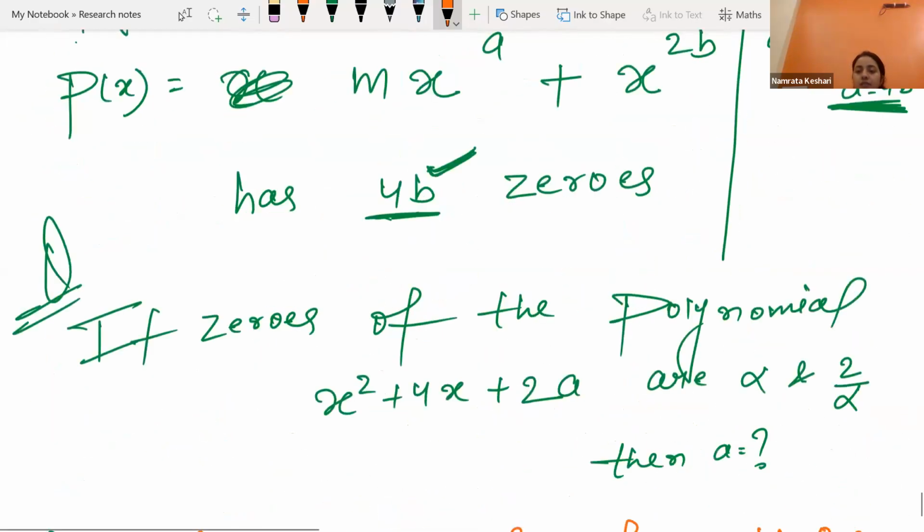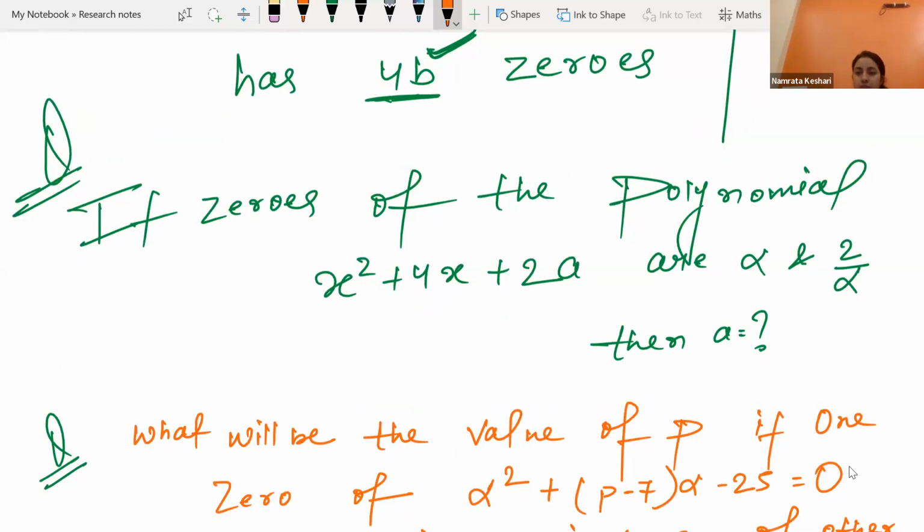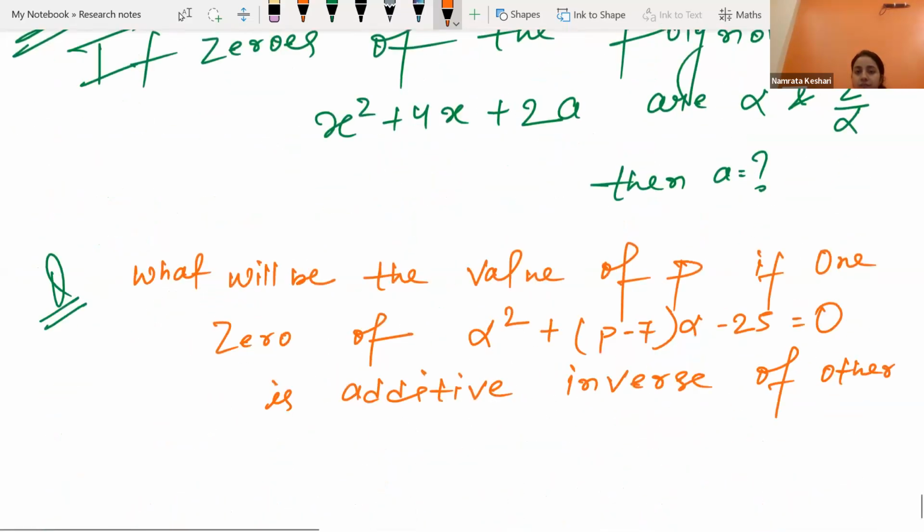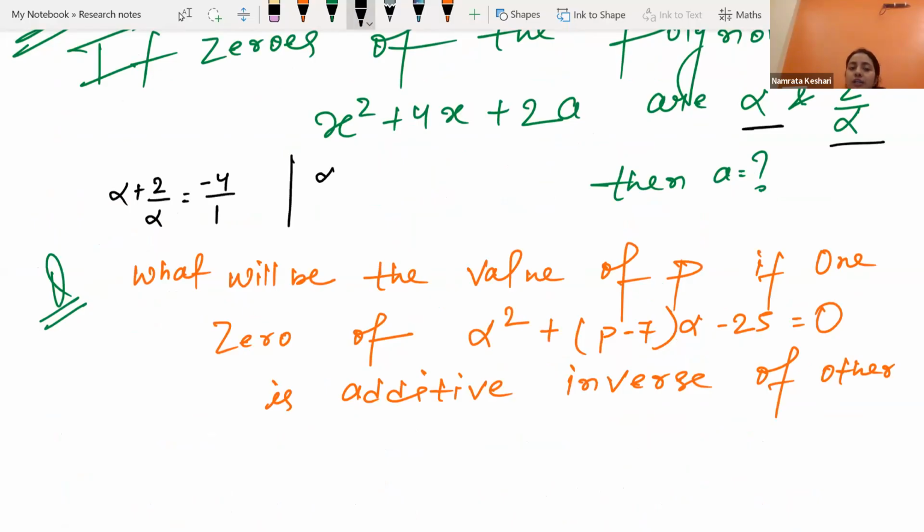Okay, this question and the explanation of the previous one. So we are having this polynomial. I'm explaining the previous one. Whoever have completed the previous one, you can continue with next one. So here x square plus 4x plus 2a, we are having zeros are alpha, 2 by alpha. So sum of the zero will be alpha plus 2 by alpha, that is minus b by a, minus 4 by 1. Okay, and product of the zero alpha into 2 by alpha, that is c by a.